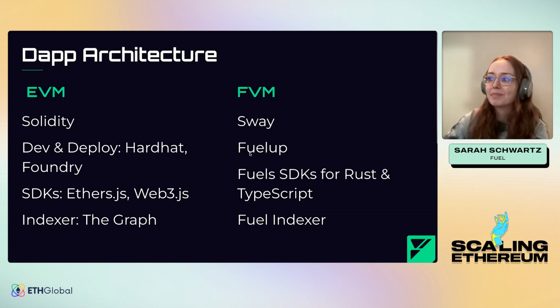This is what I talked about earlier, but it's comparing what you might be familiar with in terms of dapp architecture with the EVM versus on Fuel. Instead of Solidity, we use Sway. When you're developing and deploying contracts for the EVM, you might use Hardhat or Foundry, but for the FuelVM, we use Forc and fuelup. Our SDKs are called Fuels, again for Rust and TypeScript. And we have our own indexer service as well. So in general, when you're developing with Fuel, you're using tools that are all developed by the Fuel Labs team instead of a bunch of independent tools.